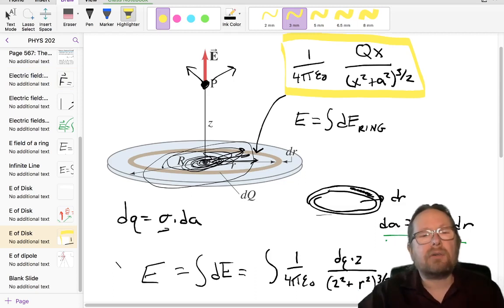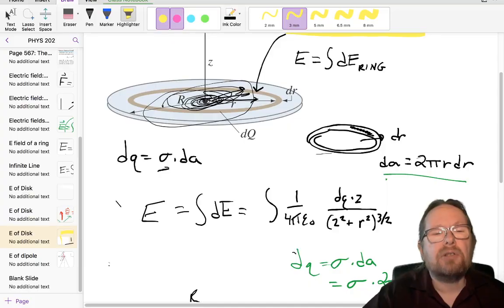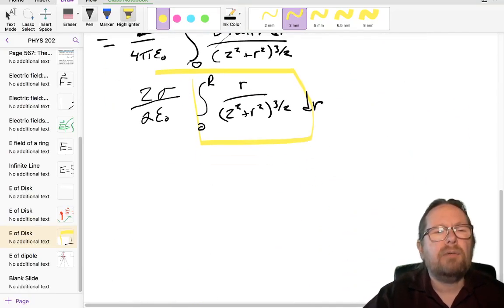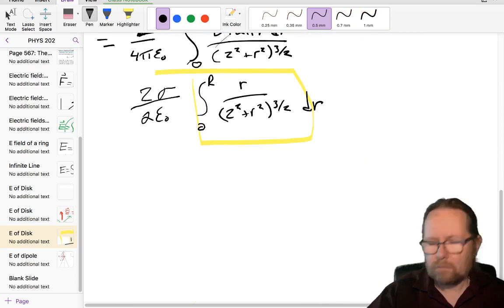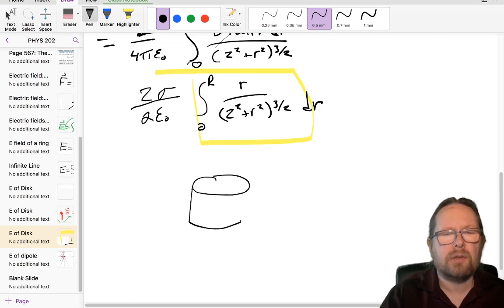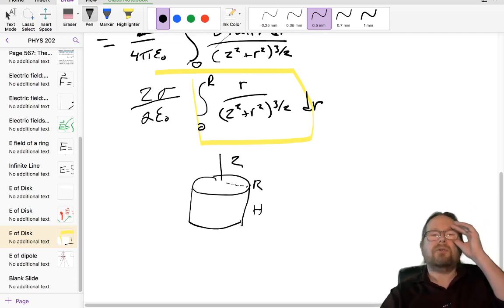Now that we know the electric field of a disk, imagine you were given a problem, say, to find the electric field of a cylinder. Suppose you are a distance z away from a cylinder of radius r and height h. How would you find the electric field?